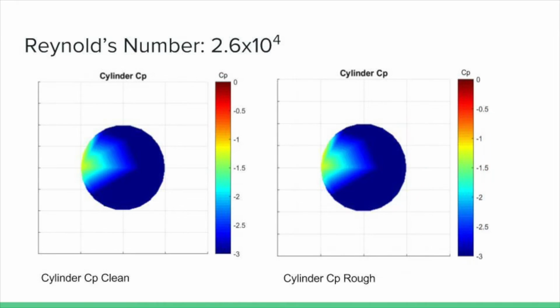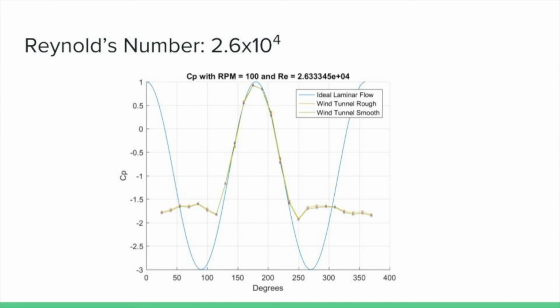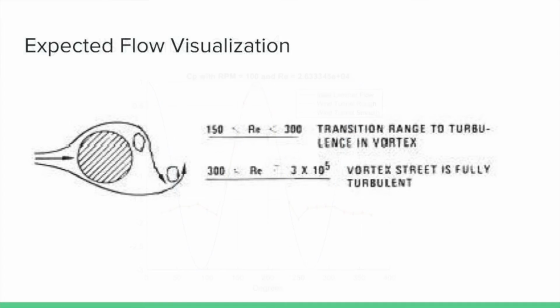In the coefficient of pressure graphs, again, they are very similar due to the fact that the tunnel was running at a very low RPM. This graph gives a non-dimensionalized view of where the high and low pressure points are on the cylinder. As we progress through the video, notice how all of the clean coefficient and pressure graphs are essentially identical. The same relationship is shown graphically here to reinforce that the smooth and rough cylinders have very similar results. It also shows the data that was found compared to the ideal laminar flow approximation, giving confidence in the data collected. The expected flow visualization is shown here in the diagram.